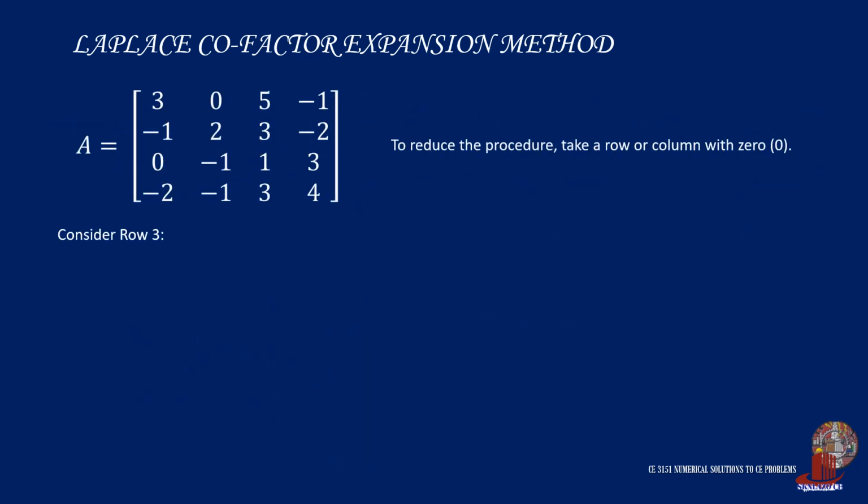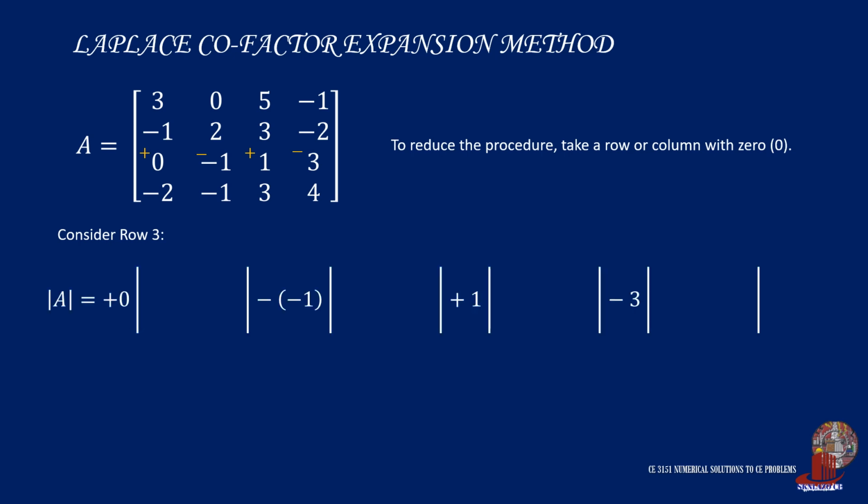Next is for us to prove that we can also use the other element. With element A31, we consider row 3. The sign reversal starts with positive on element A31, then negative on element A32, positive again on element A33, and another negative on element A34. Next is to place the scalars on each term.